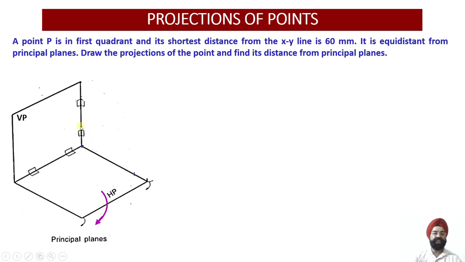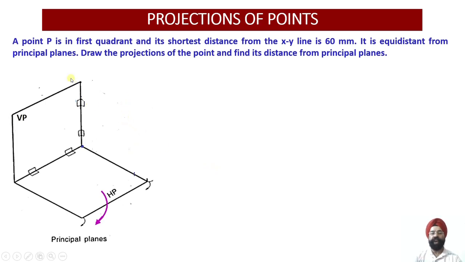So if the distances of this point from HP and VP are the same, then obviously we can assume that the angle at which this string is going to be there will be 45 degrees, because the string angle from HP will be 45 and the string angle from the VP will also be 45. So let us draw this.